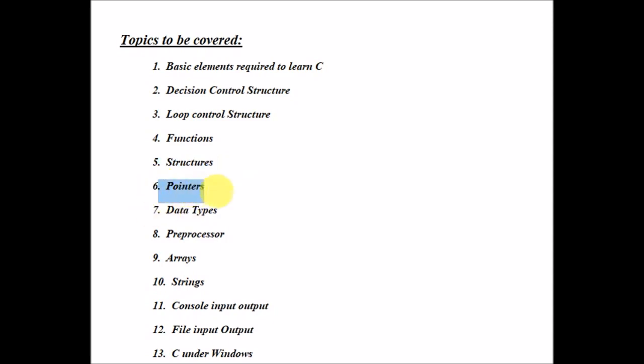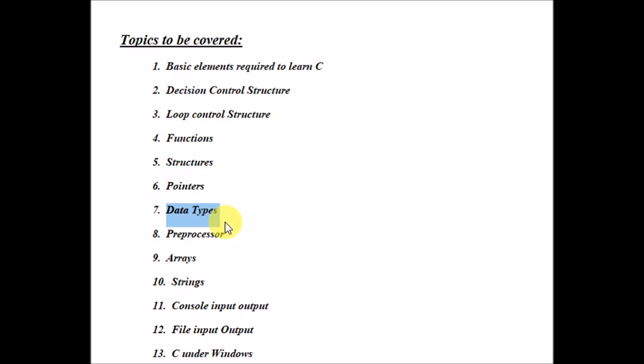The next topic I'll be discussing will be pointers. Again guys, pointers play an important role in the C language. This is a very important topic. I must say it is an interviewer's favorite topic. So guys, don't worry. I will explain it with a very easy explanation, with many examples covering interview-related questions which are frequently asked.